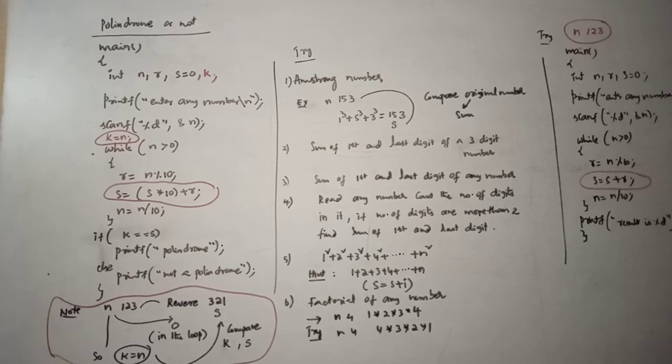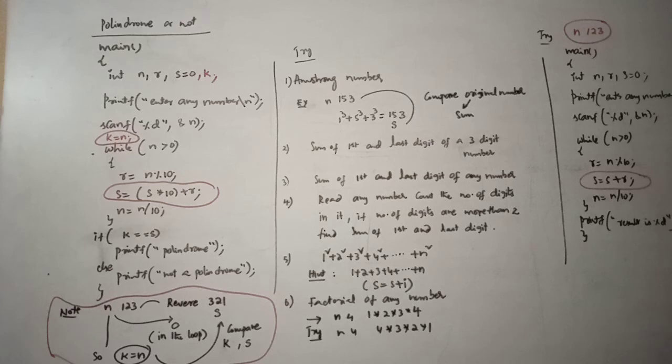And the fourth one, read any number and count the number of digits in it. If the number of digits is more than 2, find the sum of first and last digit. You try to observe the difference between 2, 3, 4 digits. That is very important in programming environments.